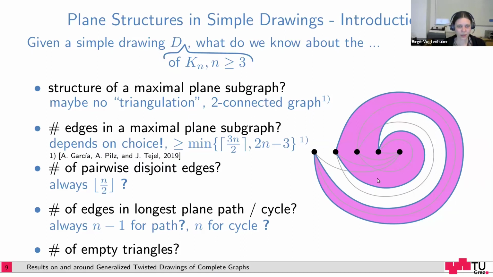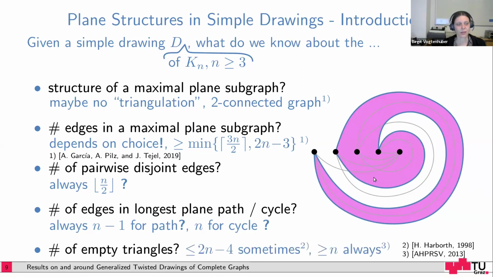And very much in contrast to straight line drawings, it is not true that every edge of a simple drawing is incident to an empty triangle. Especially in this drawing that I've shown here, this can be generalized. There are only 2n-4 empty triangles, which implies that most edges are not incident to any empty triangle.